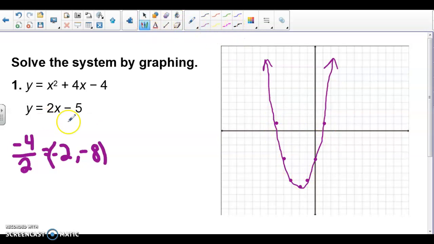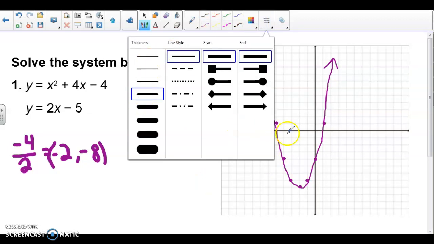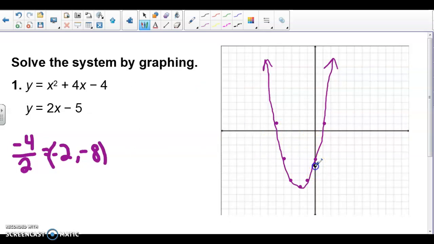Now we'll graph y equals 2x minus 5. We will start with negative 5: 1, 2, 3, 4, 5, right there, and then 2. So we're going to go up 2, right 1, up 2, right 1. If you notice, it doesn't look like it's going to intersect in this direction, so let's see about this direction. Down 2, left 1, down 2, left 1. It looks like it's just going to intersect right here at this point.